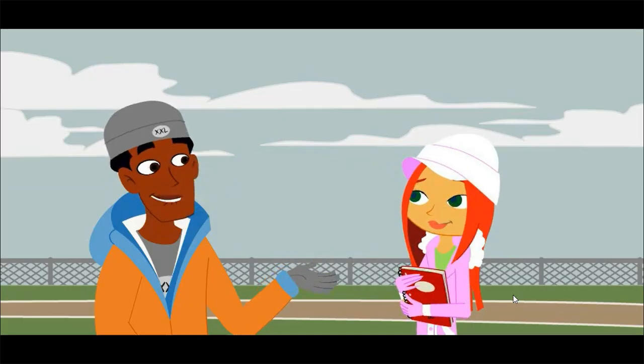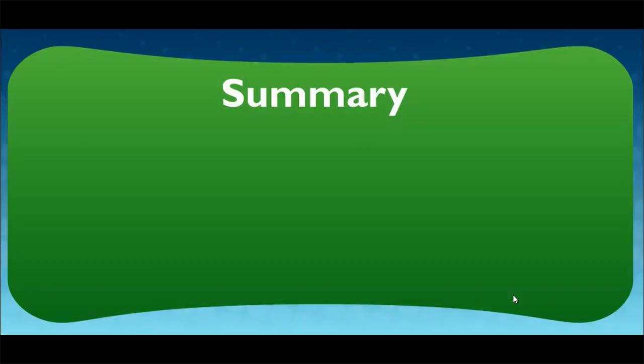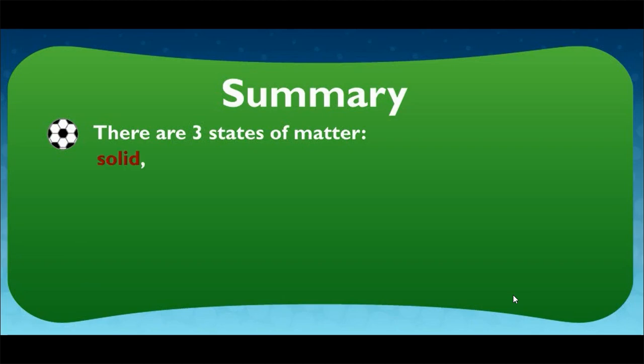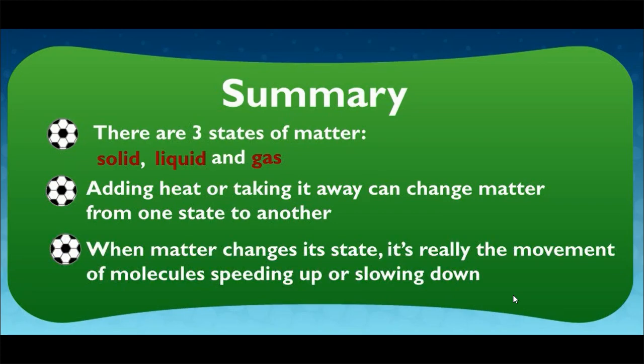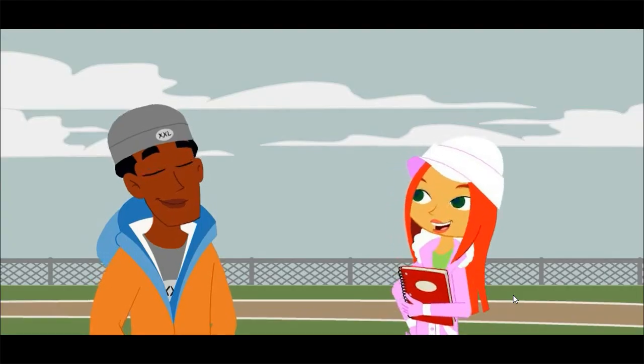All right, let me run through this for you. Tell me if I got it right. There are three states of matter: solid, liquid, and gas. Adding heat or taking it away can change matter from one state to another. When matter changes its state, it's really the movement of the molecules speeding up or slowing down. How'd I do? RJ, I'm impressed.